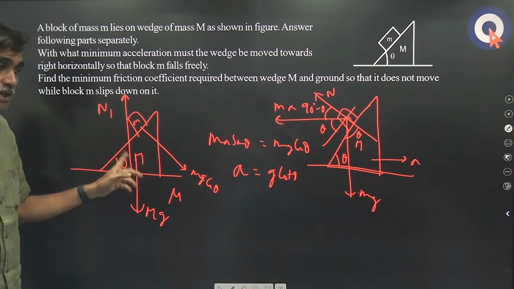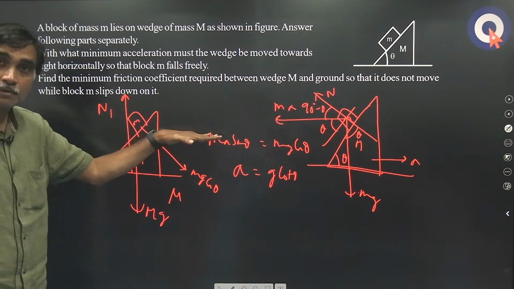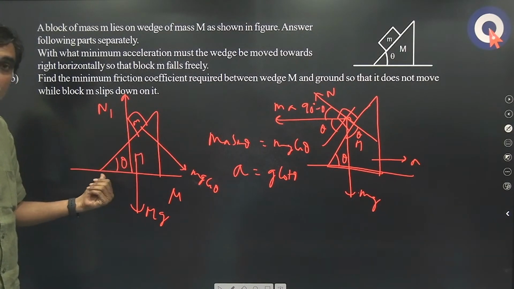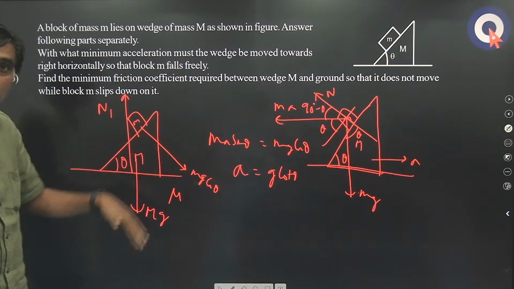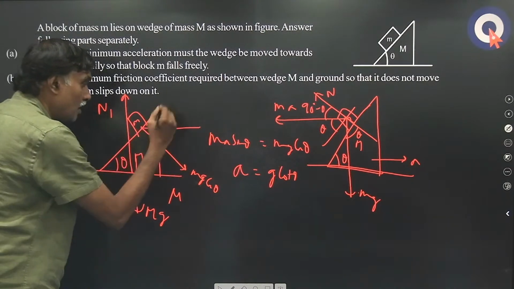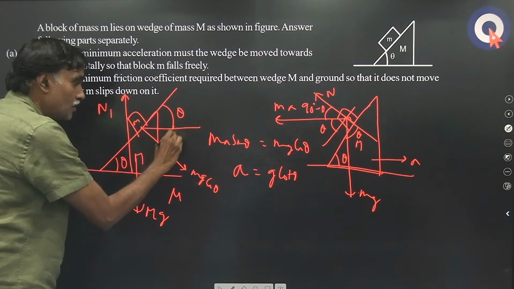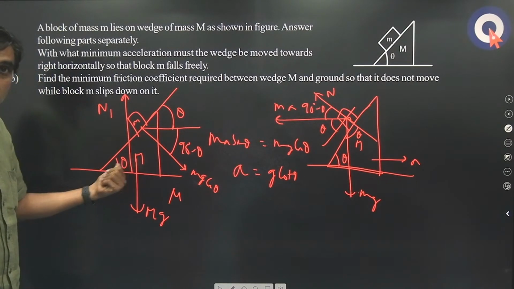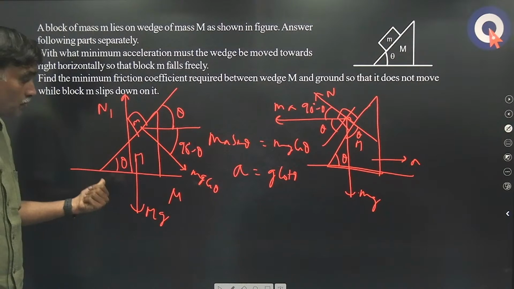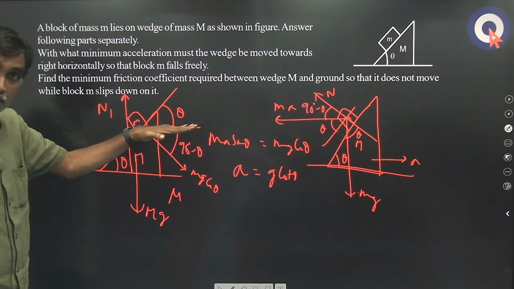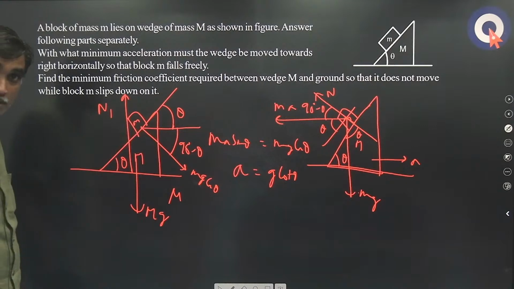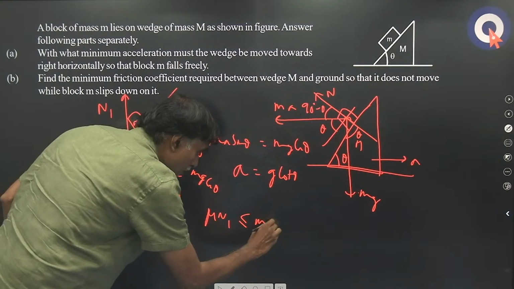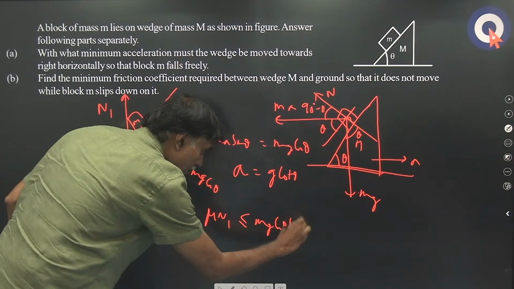So when this wedge remains stationary, the horizontal component of mg cos theta is less than or equal to limiting friction, or limiting friction should be greater than or equal to the horizontal component of this mg cos theta. Now if I draw horizontal here, this angle is theta, what is this angle? 90 minus theta. So what is the condition for the wedge not to move? The limiting friction between wedge and ground should be less than or equal to the horizontal component of mg cos theta, which is mg cos theta into sin theta. So the condition is mu into N1 is less than or equal to mg cos theta into sin theta.